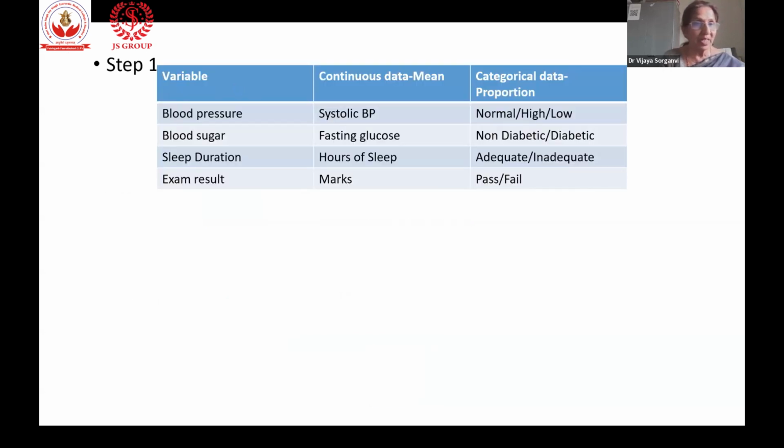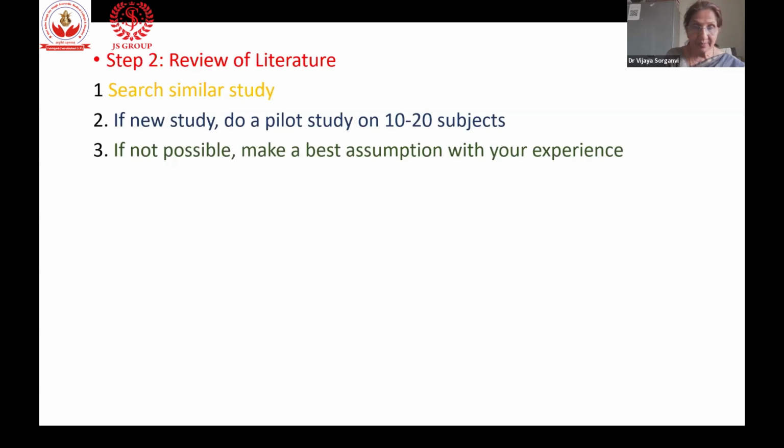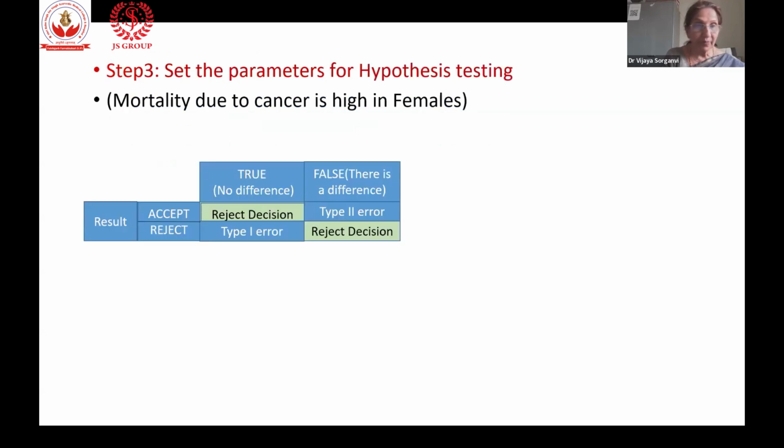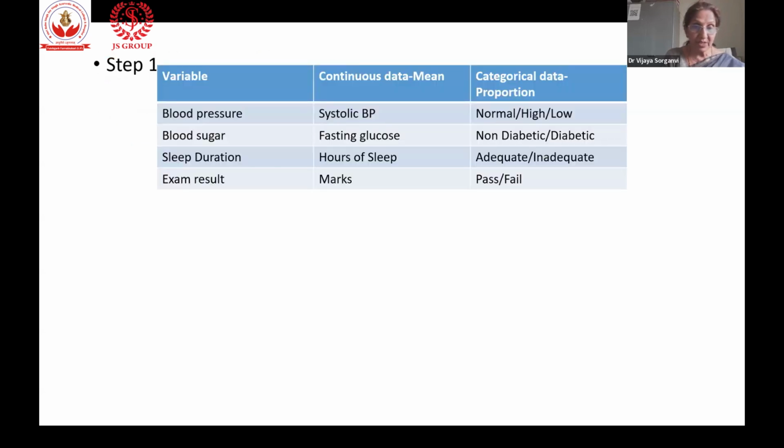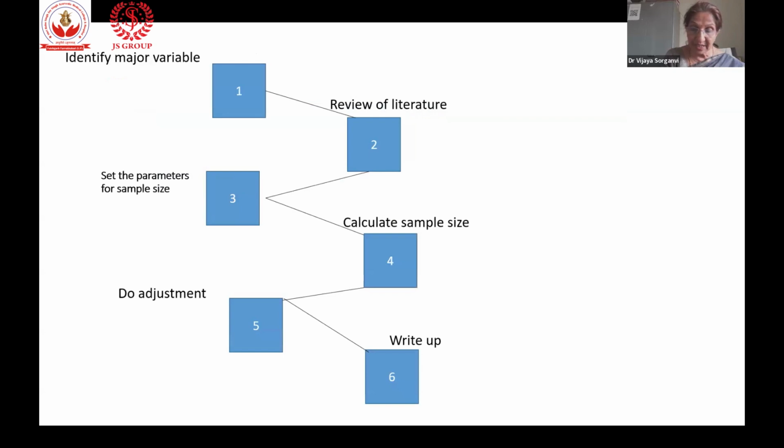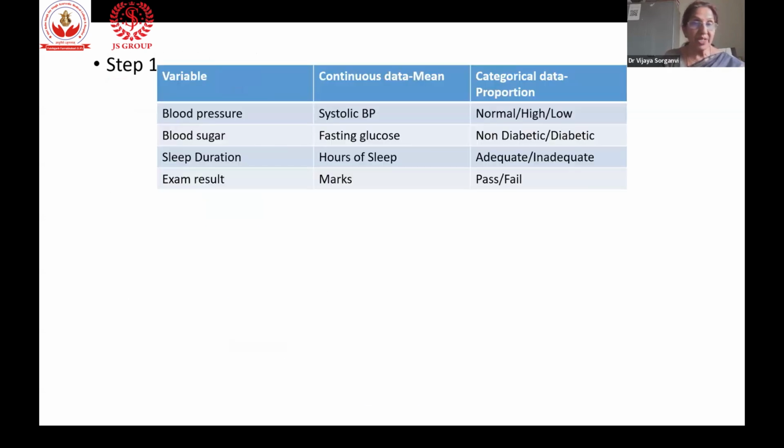So this is the detailed discussion of each step. We have a total of 6 steps, and we are discussing the 6 steps in detail with examples. So step 1 is selecting the major variables.